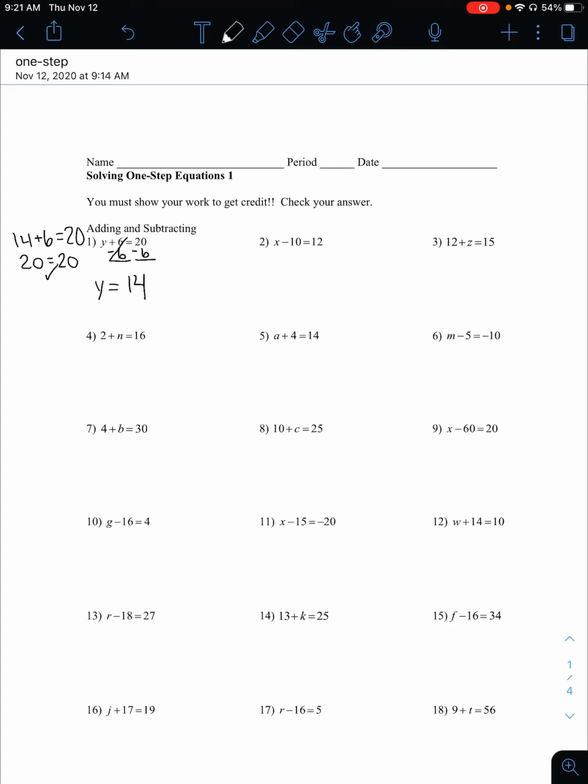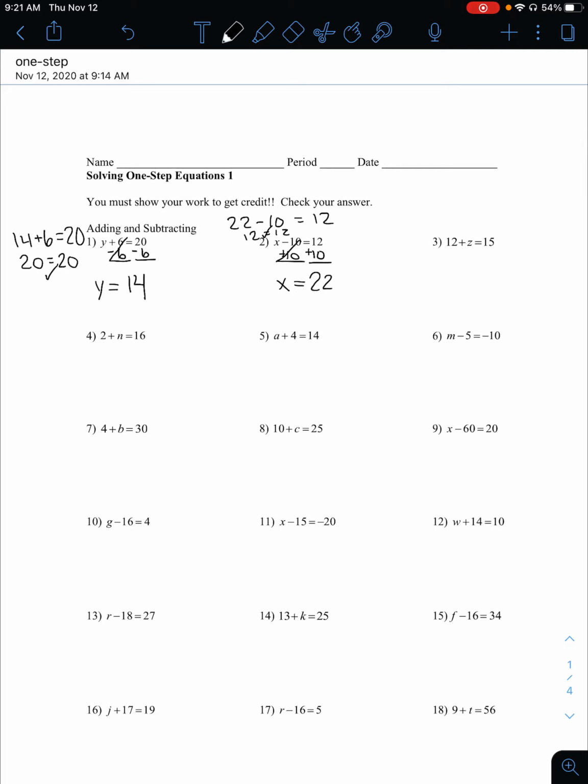Number 2 reads x minus 10 equals 12. We want to get x by itself. To solve for x, we are subtracting 10, which means we need to add 10. Add 10. x equals 12 plus 10. x equals 22. Does that make sense? Let's think. 22 minus 10 equals 12. 22 minus 10 is 12. Does 12 equal 12? Yep, so our answer is correct.